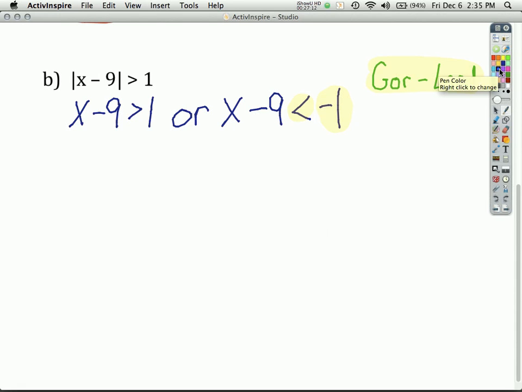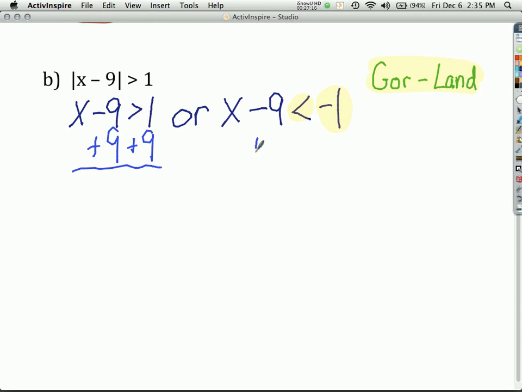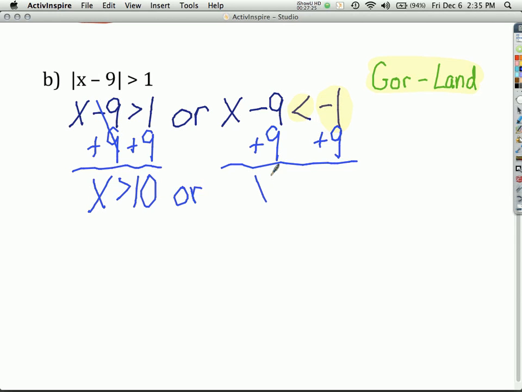This one's very basic, it's a one step. So add 9, and add 9. And we get x is greater than 10, or x is less than 8.